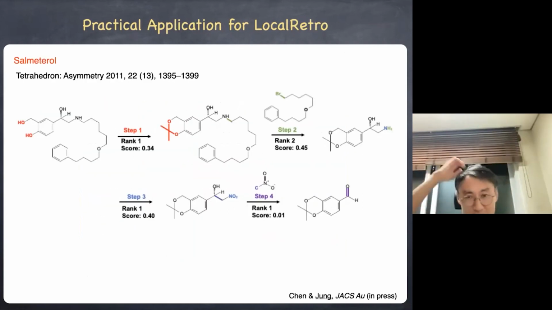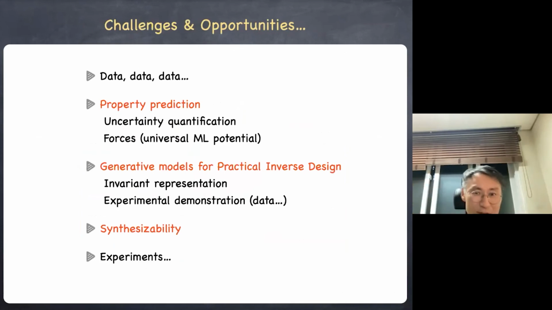So you can apply the same retrosynthesis model and predict the reaction pathways applying the method. Okay, so I've talked about three different aspects: property predictions, exploring the chemical space, and synthesizability predictions, all using machine learning.